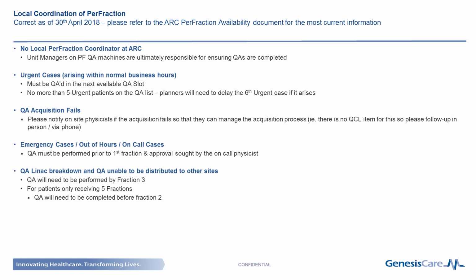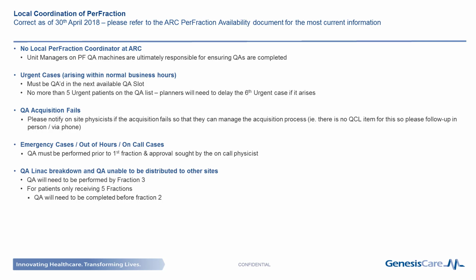If the QA acquisition fails, you'll be required to notify the on-site physicist in person or by contacting the on-call physicist. For all out-of-hour emergency cases during the on-call period, QA must be performed prior to PerFraction and approval sought by the on-call physicist. Special rules have been established in the occasion of a Linac breakdown.